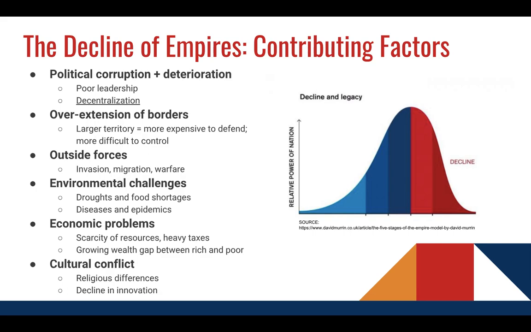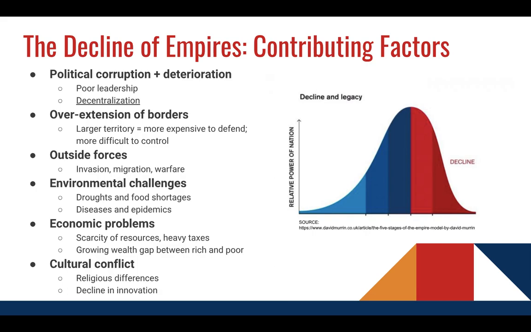Sometimes environmental challenges come into play. You could have droughts or food shortages that could lead to a decline in population or dissatisfaction of peasants and lead to rebellions. It could be diseases and epidemics. So those are things, of course, that an empire doesn't have much control over. However, they could indicate whether or not you have a legitimate government if you are in China or something along those lines. Of course, economic problems play a major role.